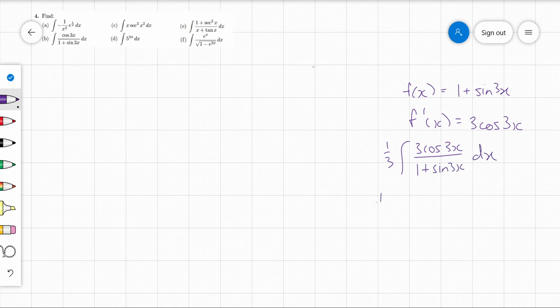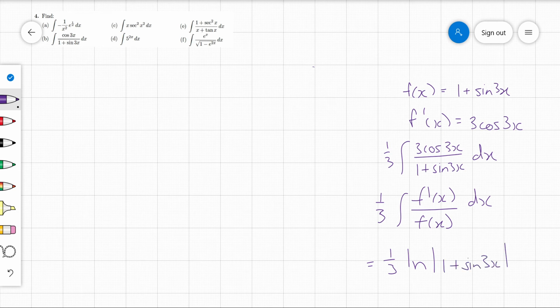Now, you can see that's really the same as f dash of x on top and f of x on the bottom, which from your reference sheet is log of f of x. And here f of x is 1 plus sine 3x plus c, of course. So it's log.